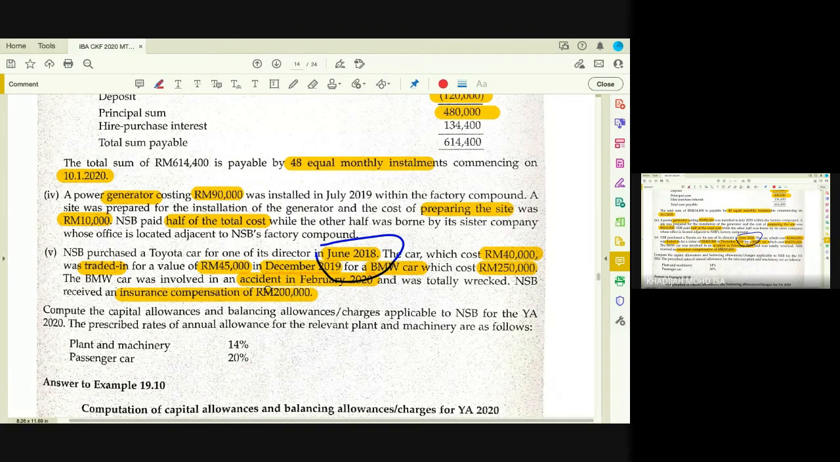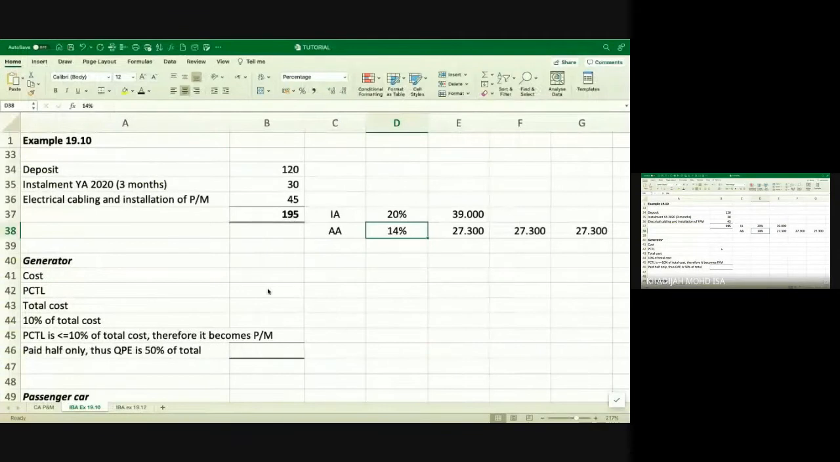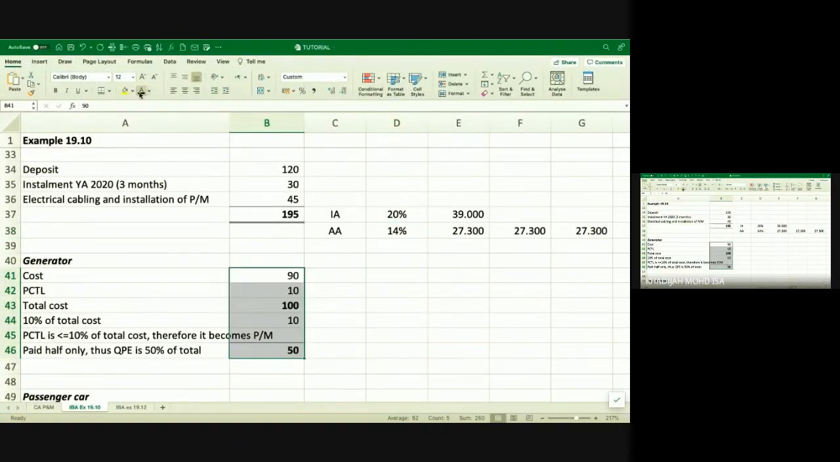Alright. Next is your generator. Right, your generator, look at the cost. What is the cost? Cost is 90,000. PCTL is 10,000. Total cost is 100,000. So bila the PCTL, you have to compute what is the 10% rule or the 75% rule. So in this case, you deal with 10% rule lah.